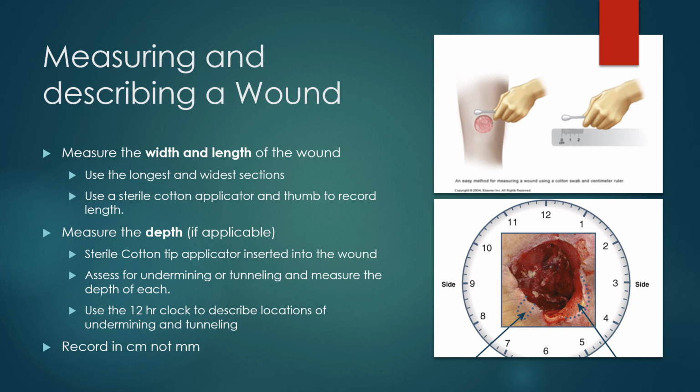After we have assessed the wound, we can move on to measuring and describing that wound. So we will want to start off with measuring the width and the length of the wound. So we're going to use the widest and the longest sections of that wound. And we can use a sterile cotton tip applicator to help us measure that wound itself, just as this here. So holding that cotton tip applicator above the wound and using the tip of the applicator and then your thumb to mark the areas of the wound length and the width, and then comparing that to a ruler.